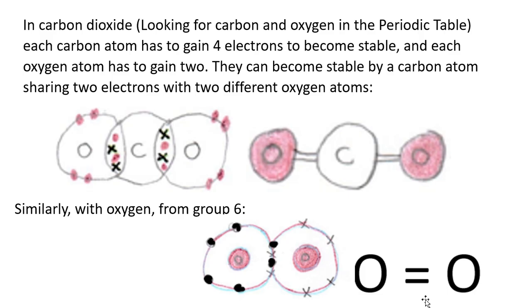Just to add, oxygen would always be written as O with the subscript 2. 2 are bonded together. Carbon dioxide above would be written as C, O with the subscript 2. 2 oxygens needed.